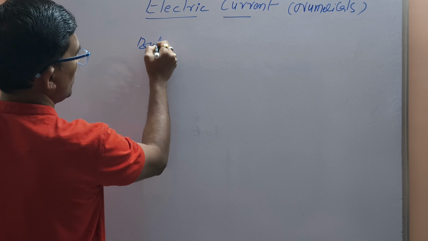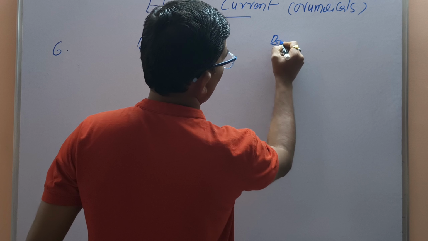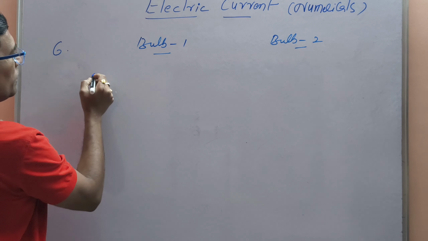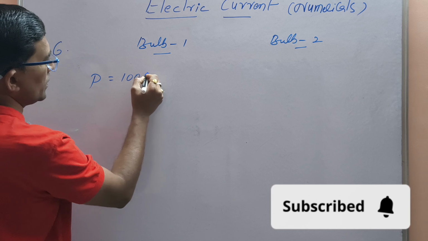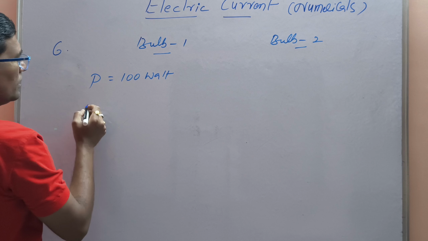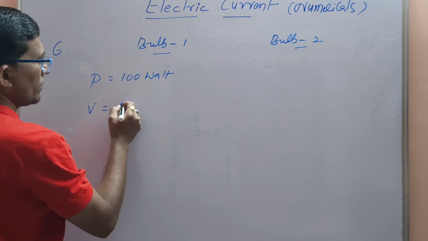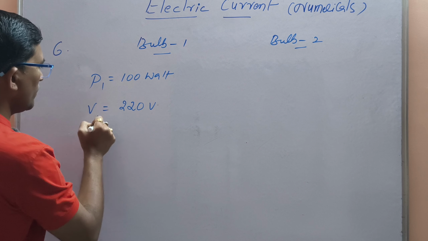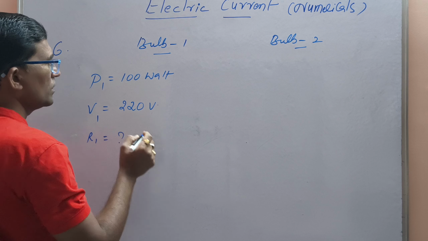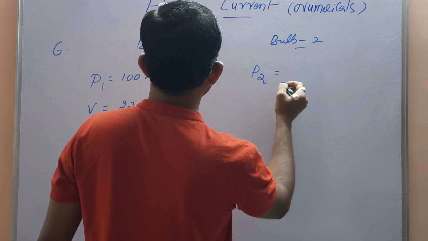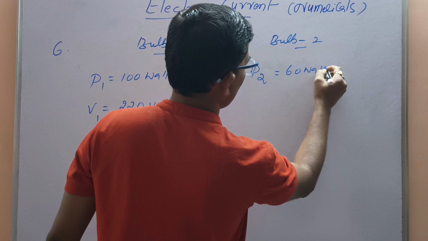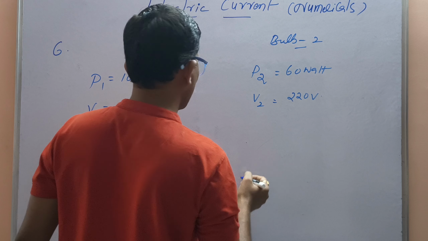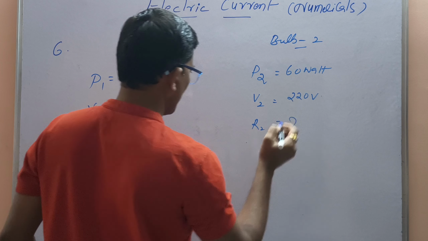I will mention clearly, two bulbs were given. Bulb 1, bulb 2. The first bulb has power P1 given as 100 watt, and voltage or potential difference V1 given is 220 volt. We have to find out R1. And the second bulb has power P2 given as 60 watt, and voltage V2 given is 220 only. Same voltage, 220 volt. Asked to find out R2.